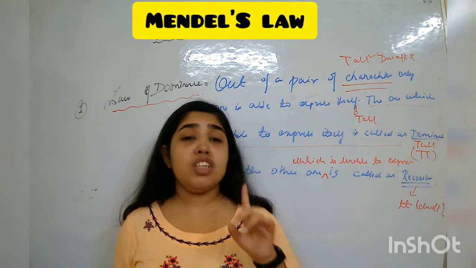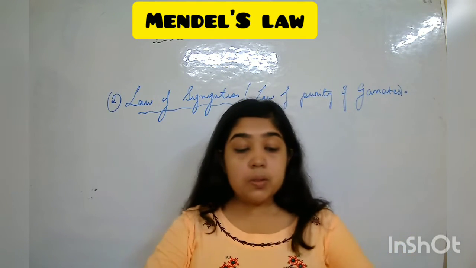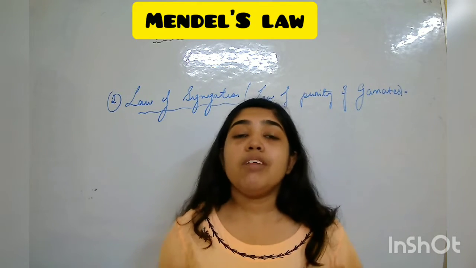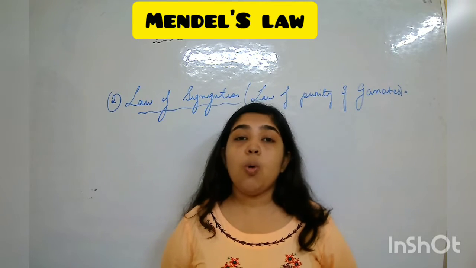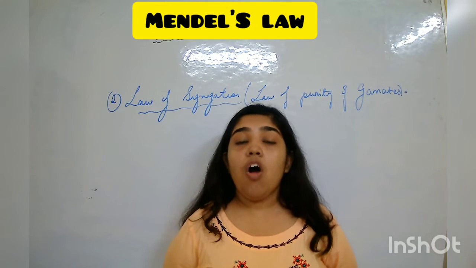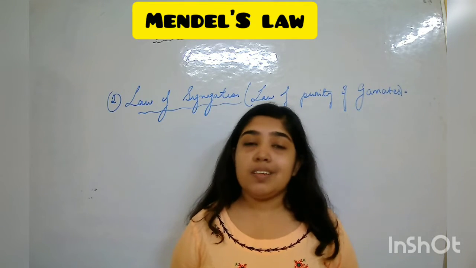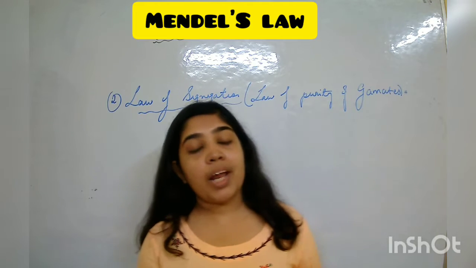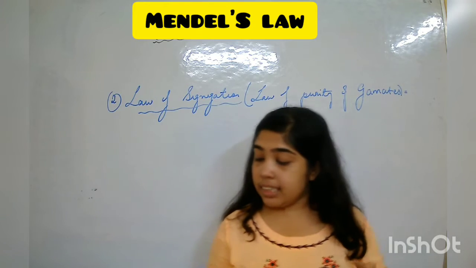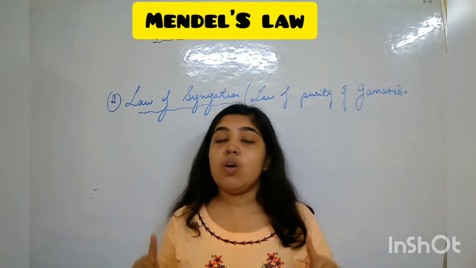Coming to the next one, that is the law of segregation. Understand? The next law is called the law of segregation. Segregation, if you see the simple word, means separation. So definitely something will be separated. The law of segregation is also known as the law of purity of gametes. What happens here is that when gamete formation takes place, the two members of a pair of factors will be separating.